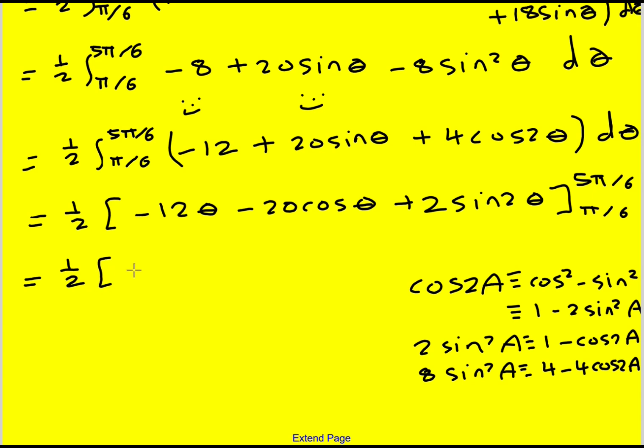All right, time to sub in. Minus 12 times 5 pi over 6 becomes minus 10 pi. Then cos of 5 pi over 6 is minus root 3 over 2. Times that by minus 20 gives us plus 10 root 3. And then sine, it's going to be sine of 10 pi over 6. That is minus root 3 over 2. Times it by 2, we're going to get a minus root 3. That's by subbing in the first limit.